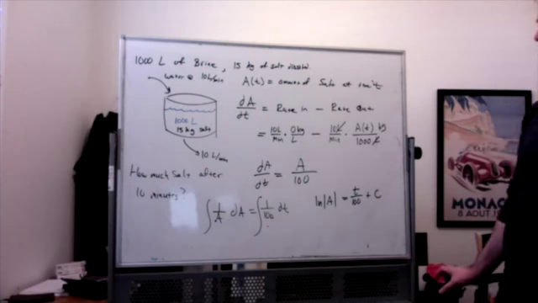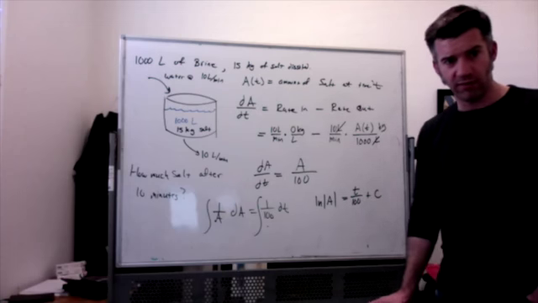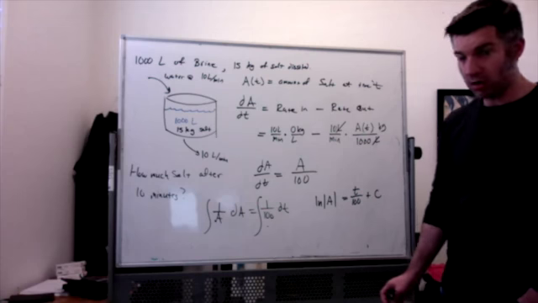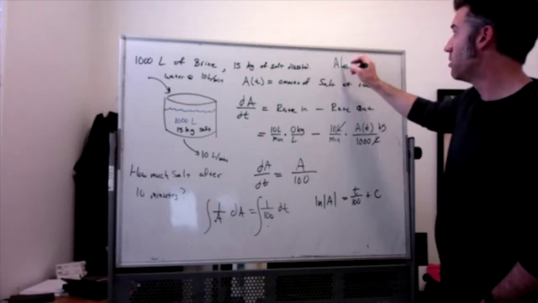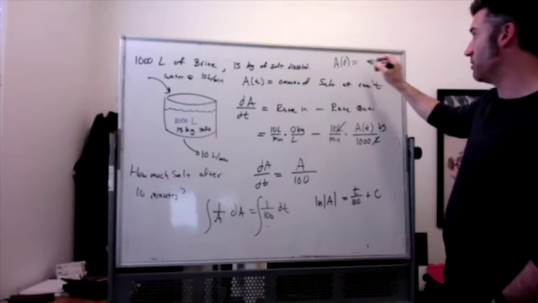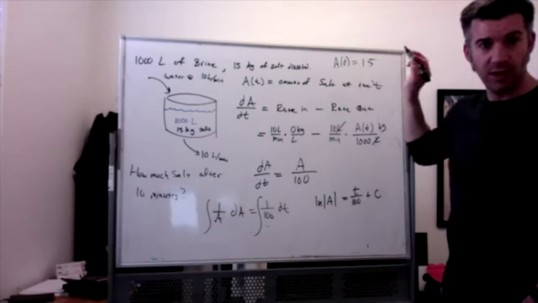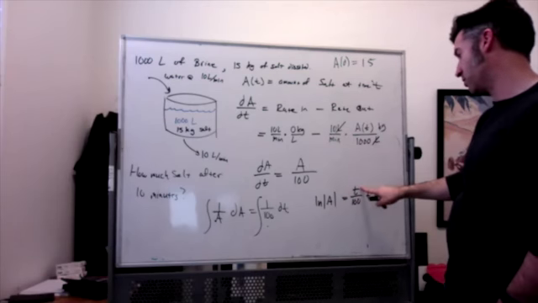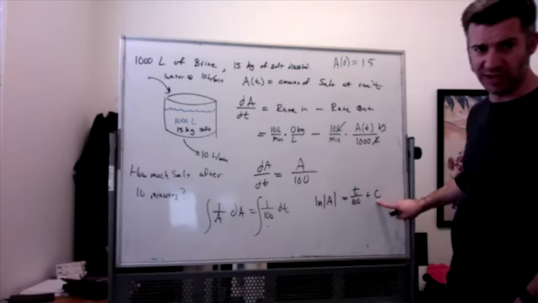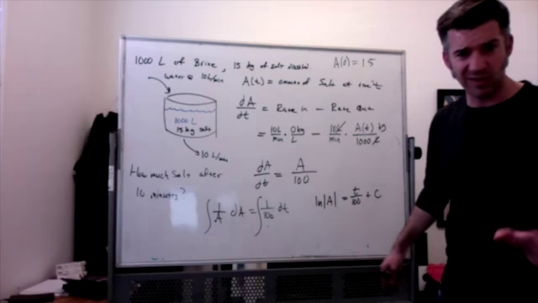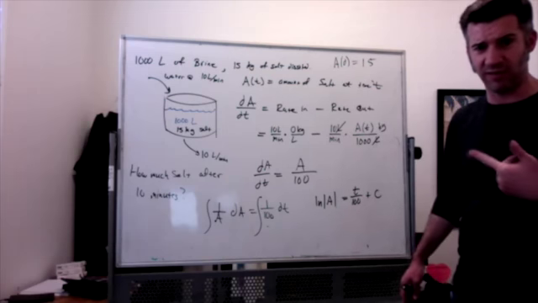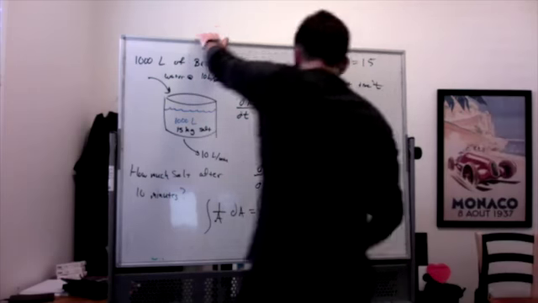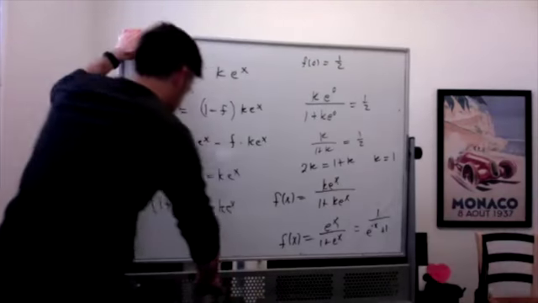And now is not our moment to solve for C. We could. We know that at time 0, the amount of salt there is 15 kilograms. We could plug in 15 for A and 0 for T and get that C was equal to the natural log of 15. I don't want to do that. I don't want to carry that with me the whole way, where I can make it easier on myself by doing something different. So let's solve that equation.